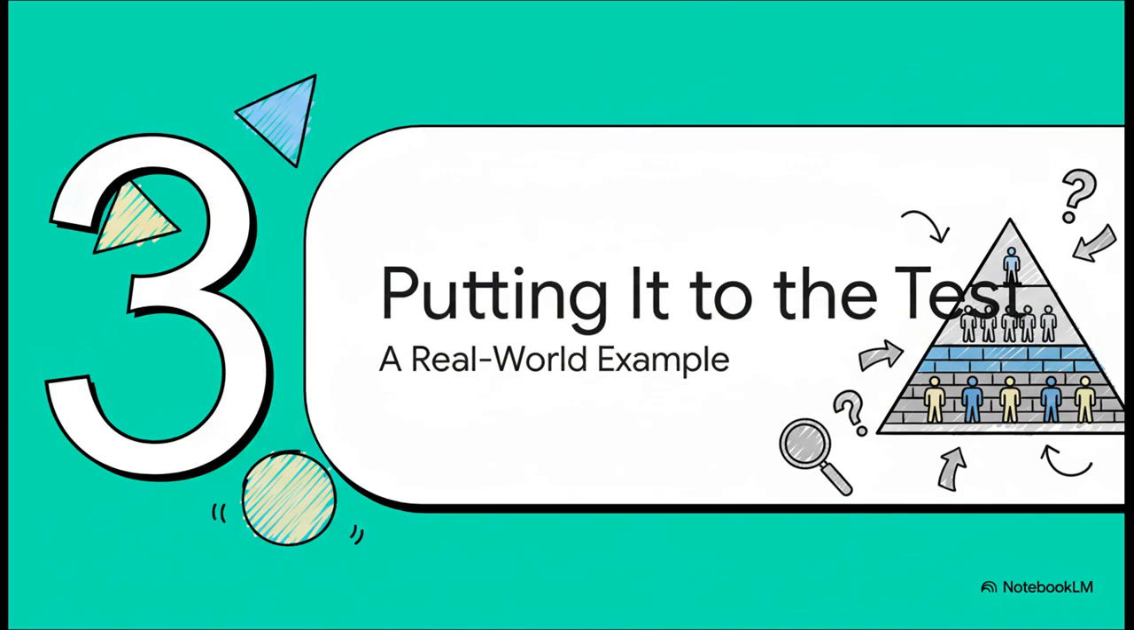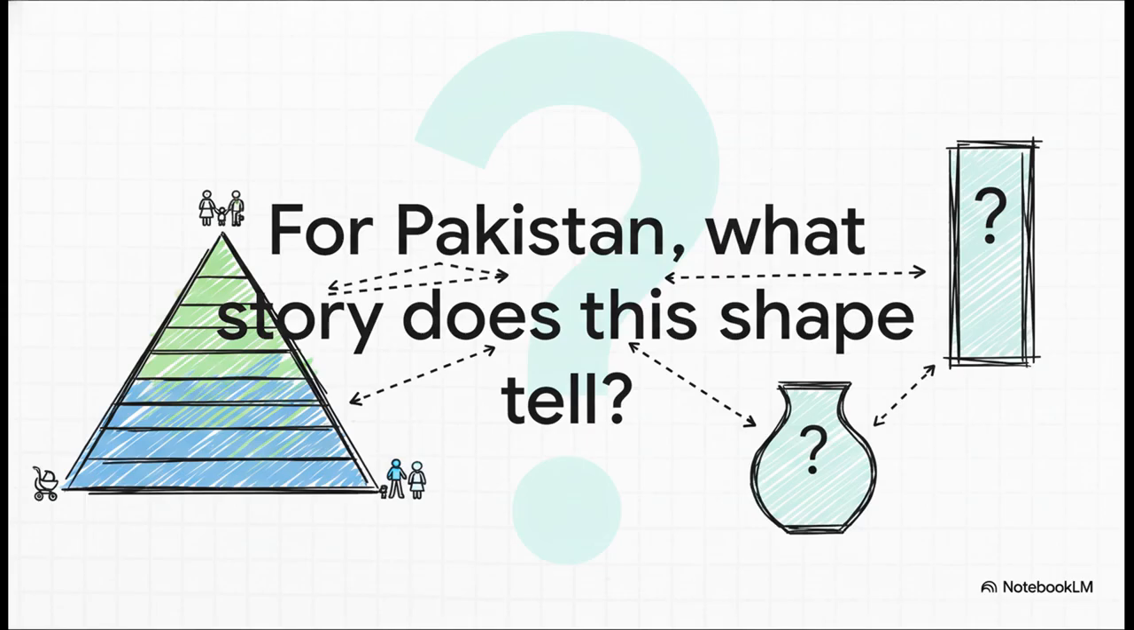So, we've learned the three secret shapes. Now, let's see how this all works by using our new code-breaking skills on a real country's pyramid. It's pop quiz time. Okay, check this out. This is the population pyramid for Pakistan. Just looking at the shape, what do you see? Is it a triangle, a column, or a vase? What story is this picture trying to tell us?